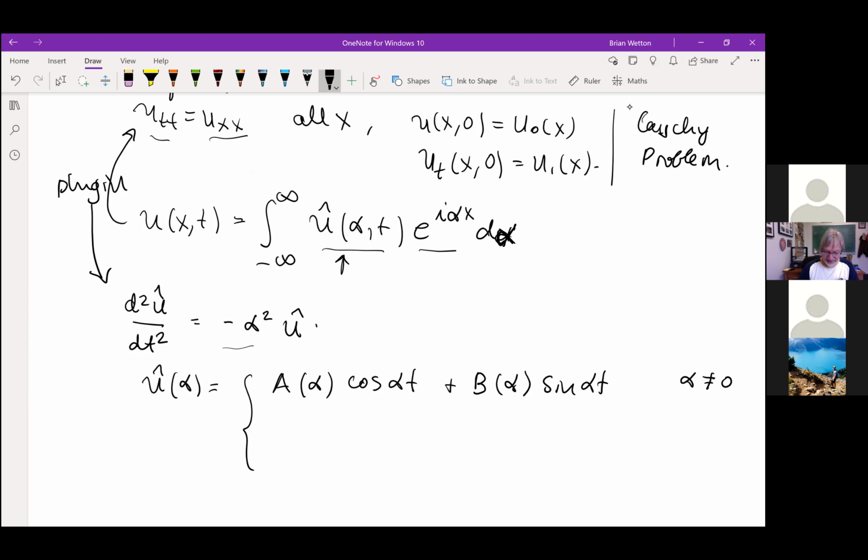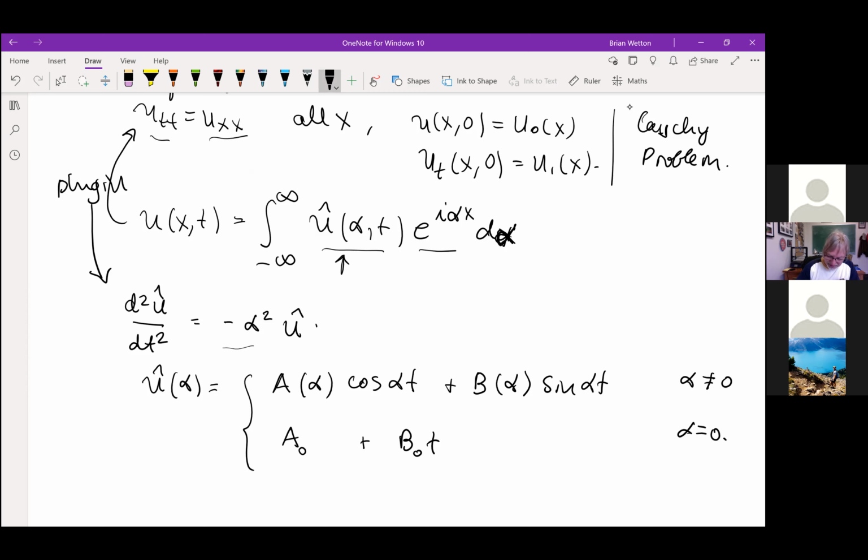When alpha is equal to 0, I just get d2 u hat dt squared is 0. That gives me the a of alpha plus b of, or a of, hang on. I'll put a 0 t. Okay, so another correction in the notes. This is for alpha equals 0.